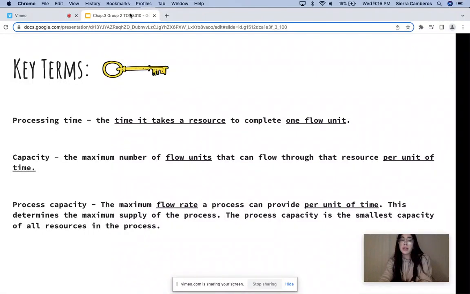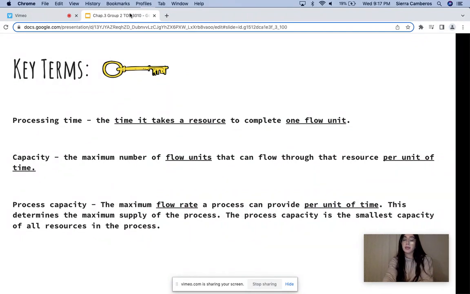To start off with some key terms, we have processing time. What is processing time? Processing time is the time it takes a resource to complete one flow unit. We also have capacity. Capacity is defined as the maximum number of flow units that can flow through a resource per unit of time.